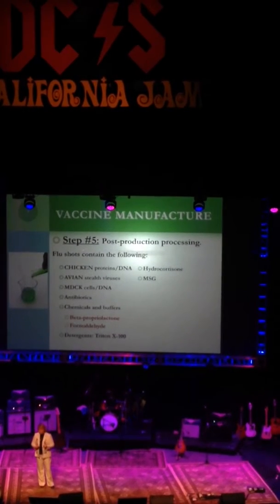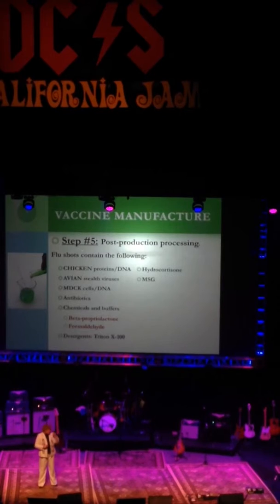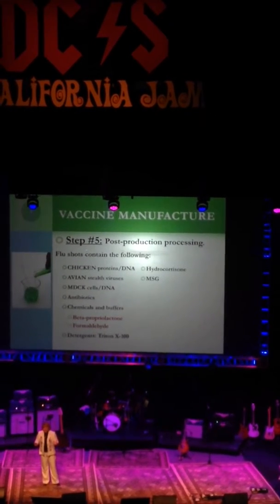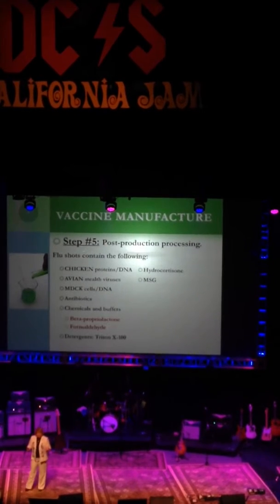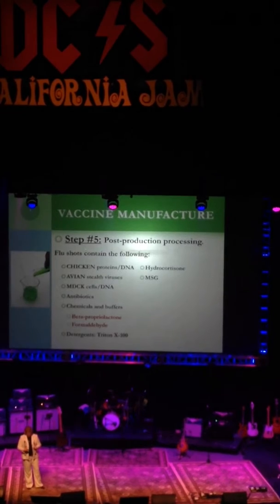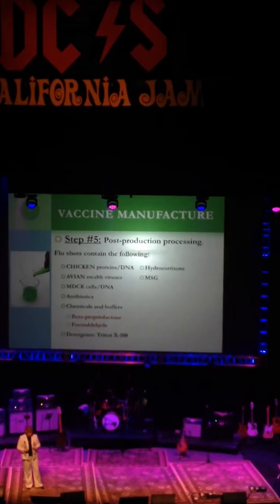They put MSG into the nasal flu mist, the one that they squirt up your nose. Now, how many of your patients have sensitivities to MSG? How would they like to have MSG squirted up their nose to give them a really bad headache? Because that's exactly what happens. The MSG is a stabilizer that they use in the flu mist.